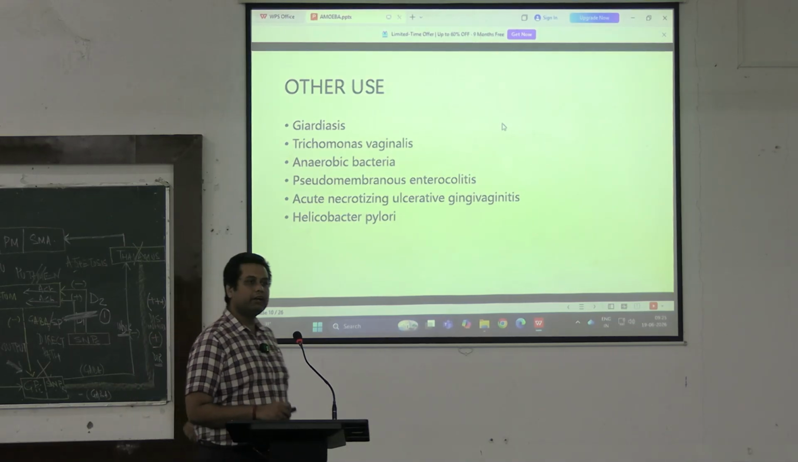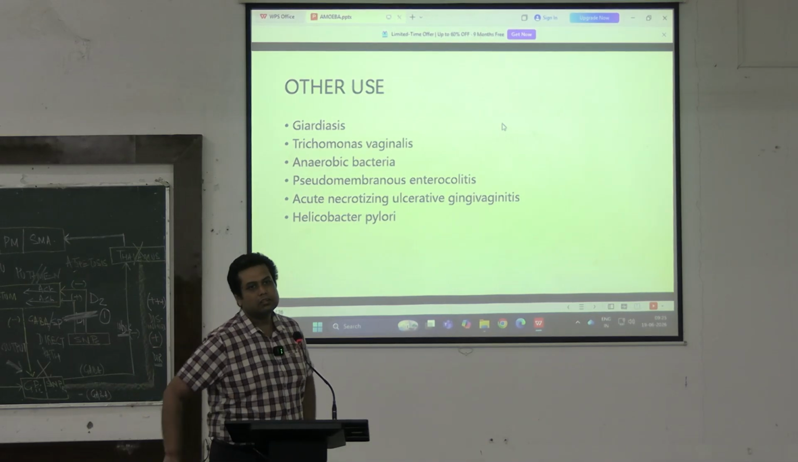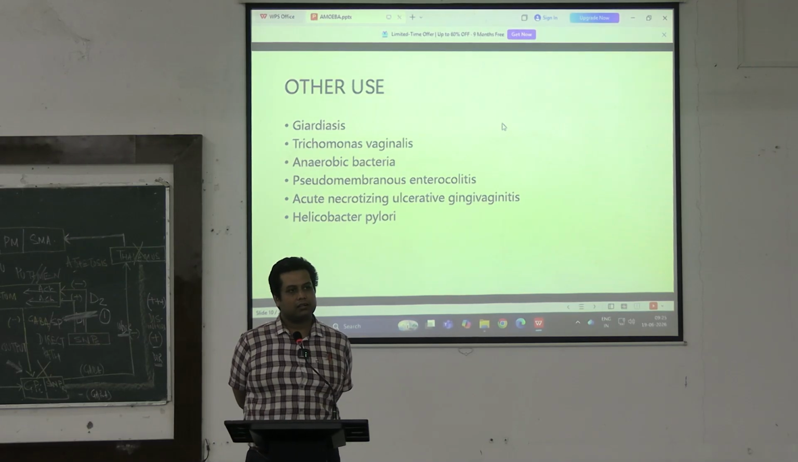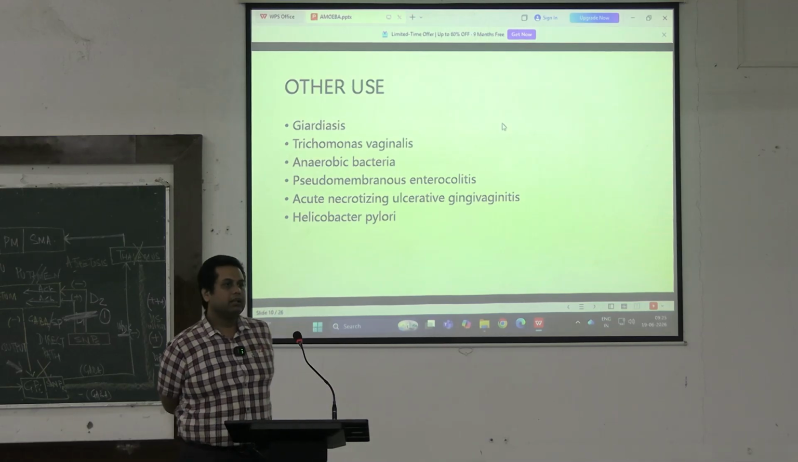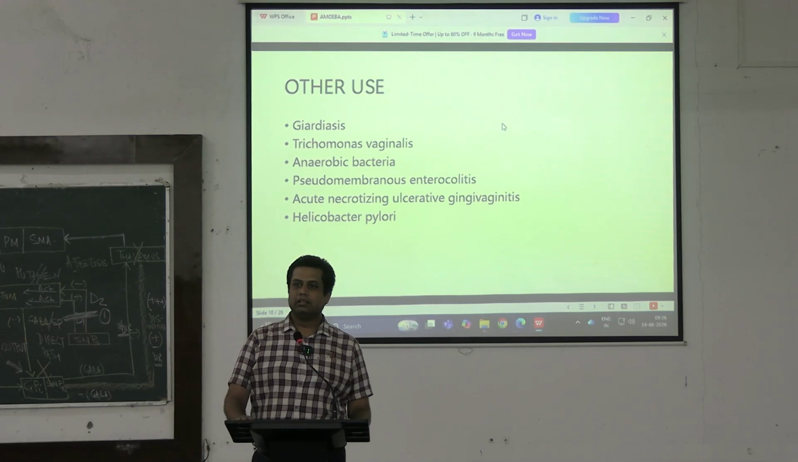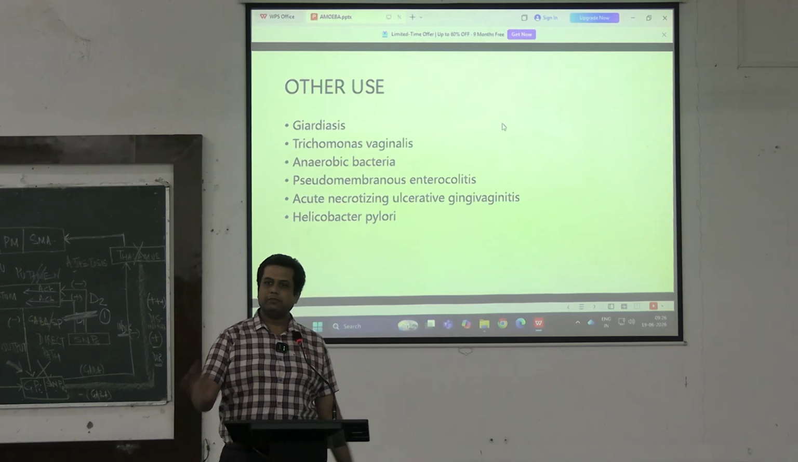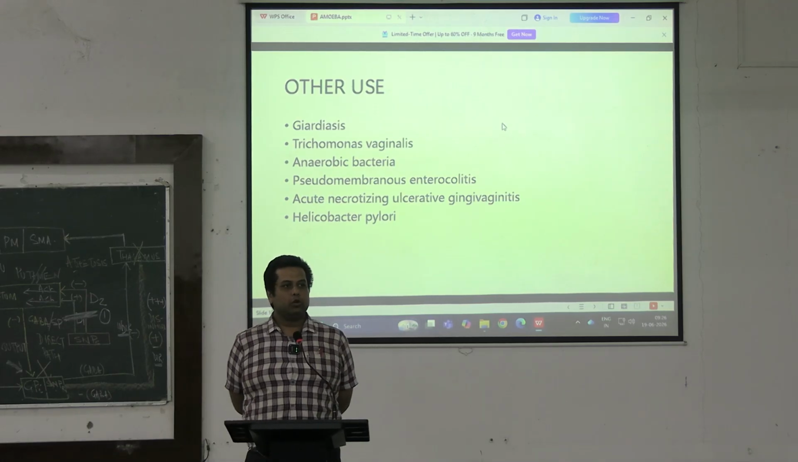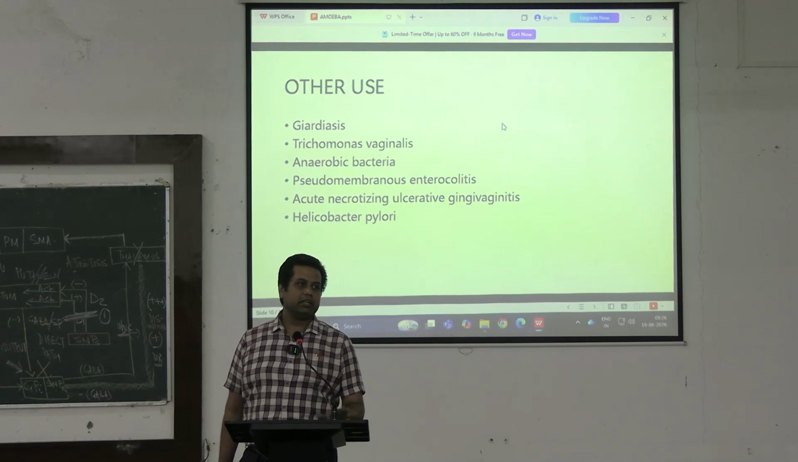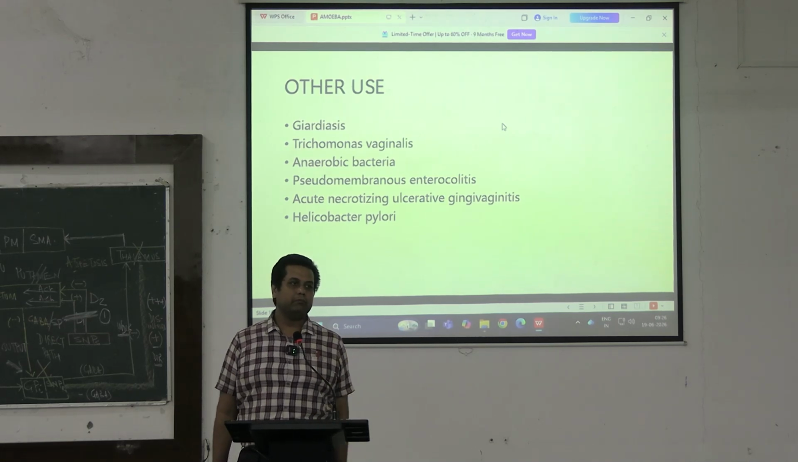Then Helicobacter pylori causing peptic ulcer. Helicobacter pylori comes as a short note. There are 3 or 4 regimes. So do learn any one of them properly so that you can write it out in your exam.